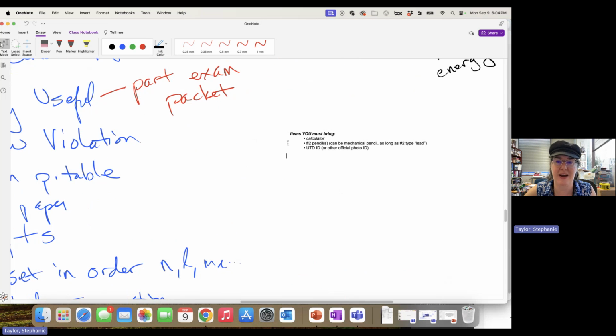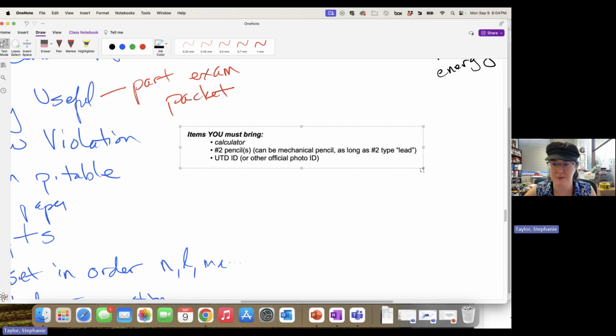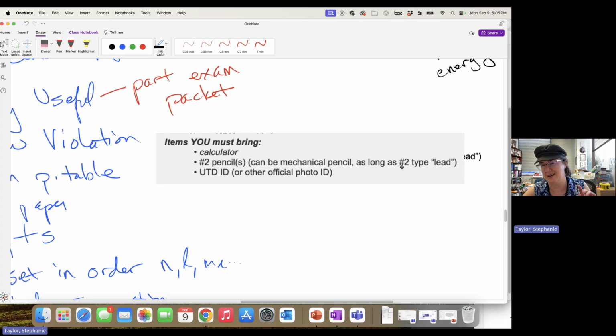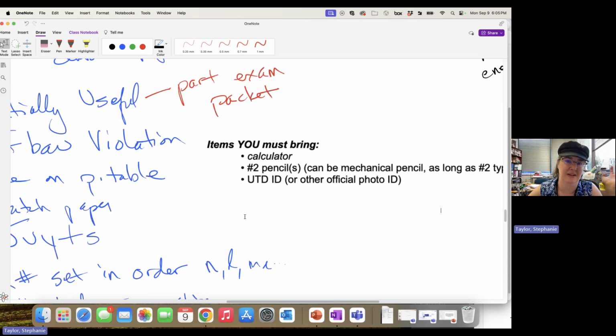The only things you have to bring are your calculator, number 2 pencils, and we have extras of those, by the way. While we don't have like 100 of them, we have like 20. So: calculator, pencils, and your UTD ID or other official photo ID. That's all. We'll give you everything else.